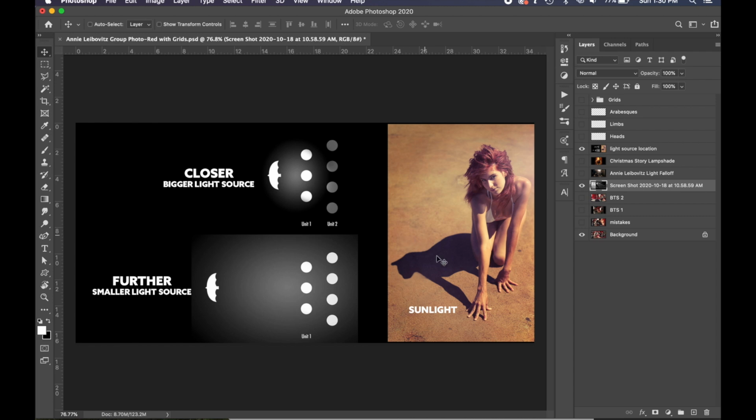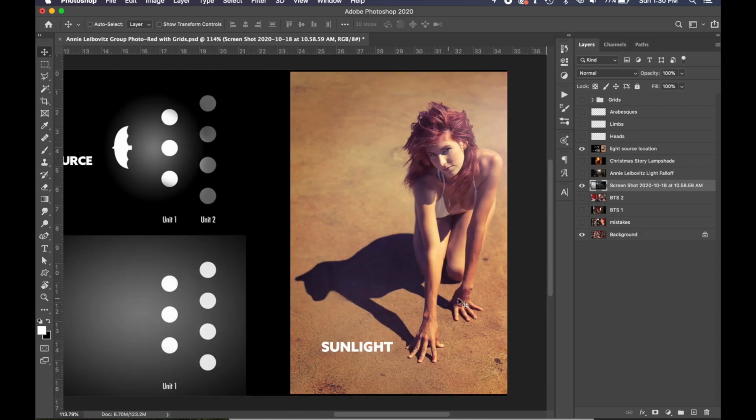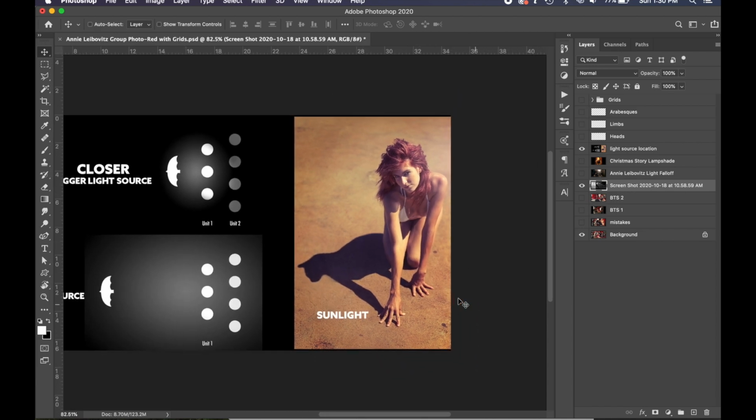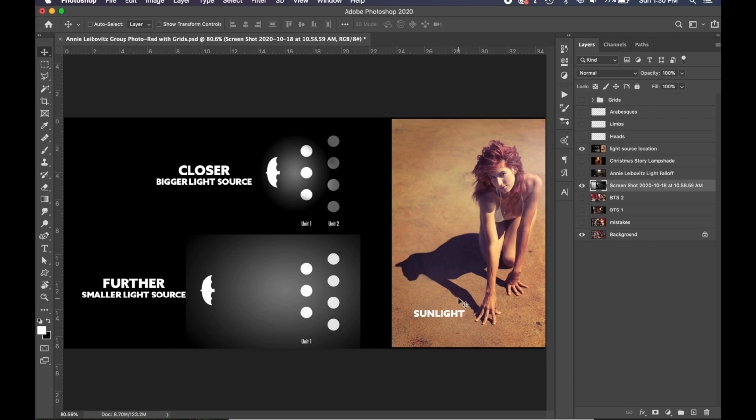So here's an example of sunlight. This is a manipulated photo that I did, but just the cap part. This part on her arms, that's from the sun, and you can see how hard the light is. The sun is a huge light source, but it's so far away that it makes it small, okay? So the smaller the light source, the harder the light you're going to have.